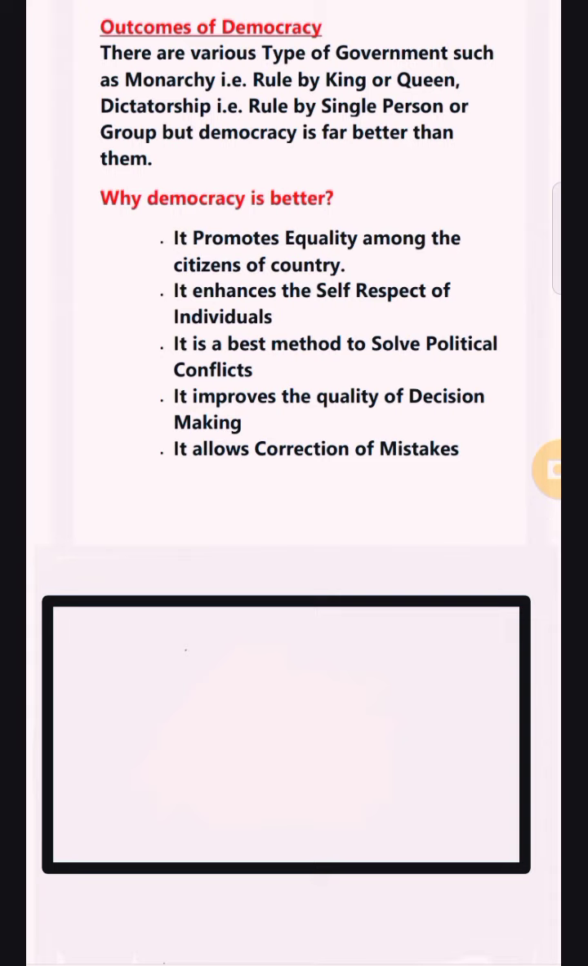Today we are going to start a new chapter in class 10 Civics, that is chapter 7, Outcomes of Democracy. This chapter is finally the last chapter of your textbook, and the next chapter, which is chapter 8, Challenges to Democracy, that CBSE has now deleted from the syllabus. That is good news for you all.